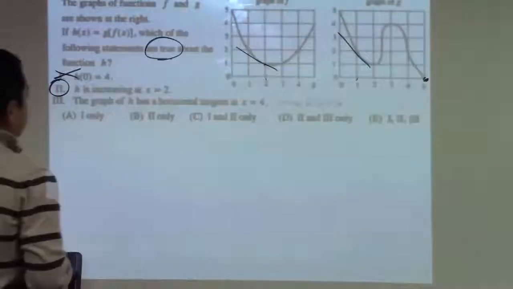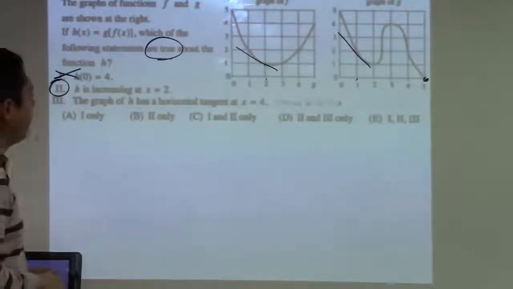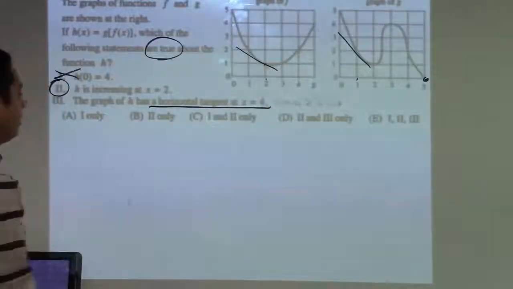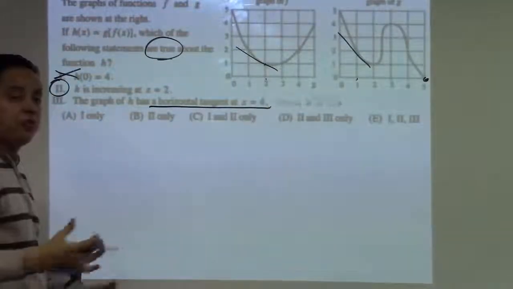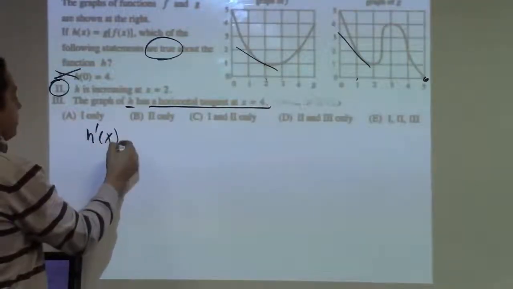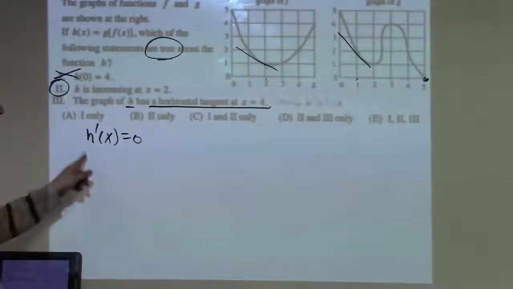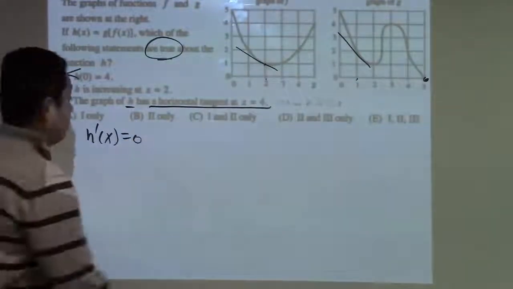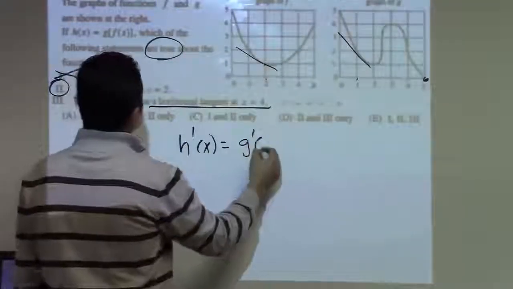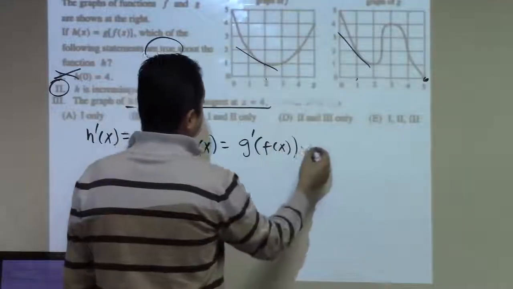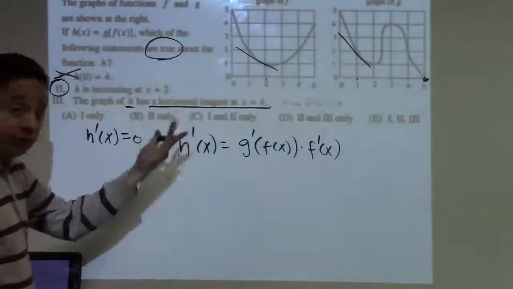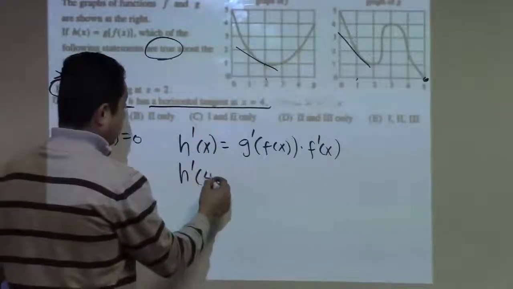Very good? All right, and the last one. The graph of h has a horizontal tangent at x equals 4. Horizontal tangents happen when the derivative equals 0. This is h, so we're looking for h prime of x to be equal to 0. I'm going to verify whether this is true at x equals 4. We already had the derivative. So is h prime at 4 equal to 0? I don't know. Let's plug in.